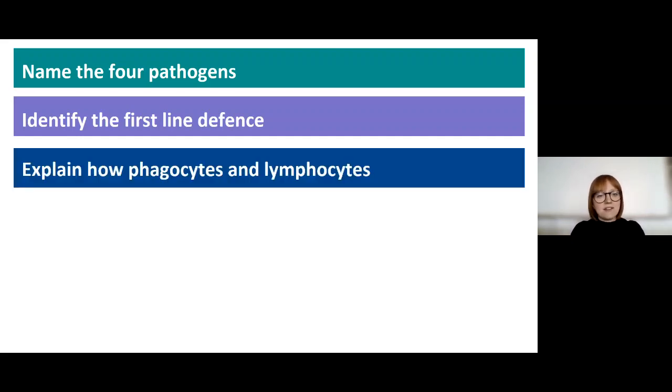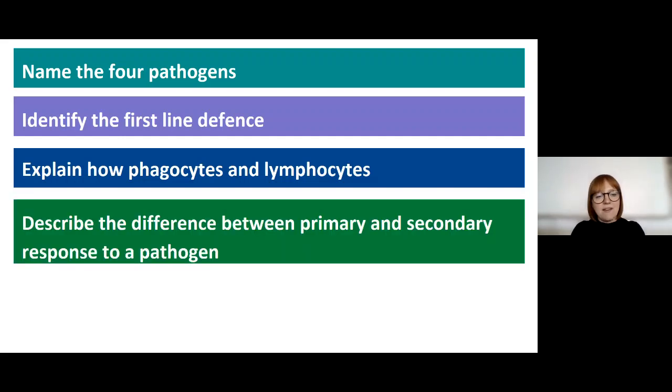We're then going to look at our second line defence, so if those pathogens do get inside our body, what does our immune system do about it? And we're going to look at 2 very distinct types of white blood cells today called phagocytes and lymphocytes. Then we're going to look at the difference between primary and secondary response to a pathogen.